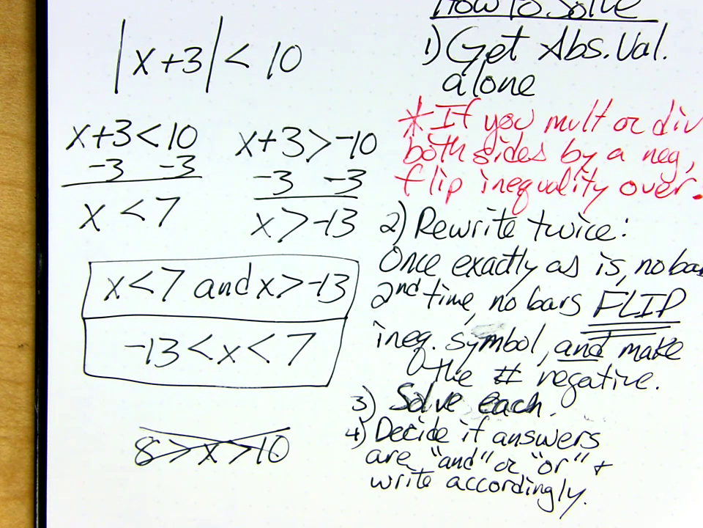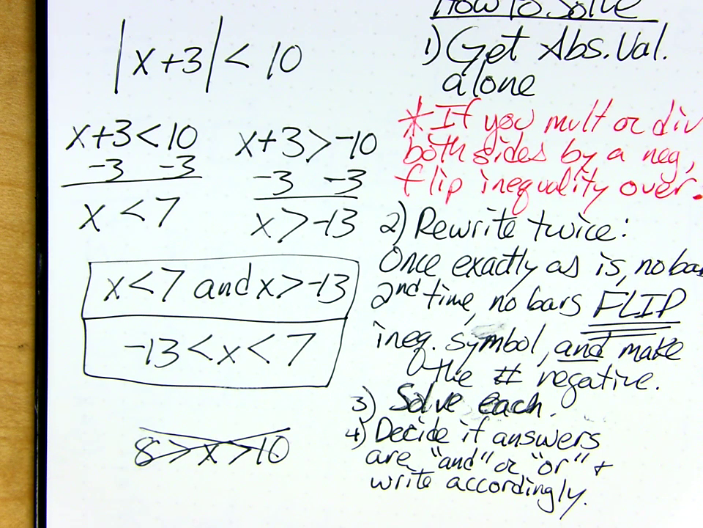Now, you may or may not be asked to graph the solution. If you're asked to graph, you remember how to do it. You put dots at the negative 13 and at the 7. Would they be open or closed in this case? Open. And then for an and, most of the time we just shade in between.